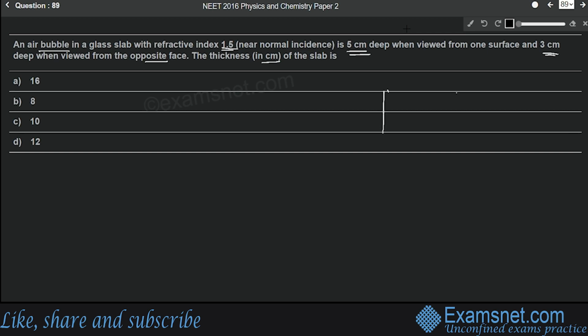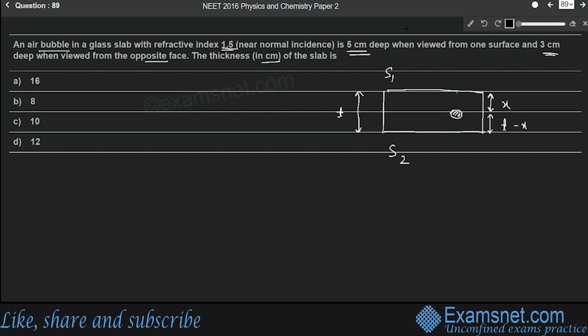So suppose this is the slab, glass slab, and its thickness is t centimeter, okay. This is the thickness, t centimeter. An air bubble is present inside the slab. Suppose this is present here. This is surface 1, this is surface 2, okay. Now if the depth of this air bubble from the surface 1 is x, then what will be the depth of this air bubble from surface 2? It will be t minus x, right?